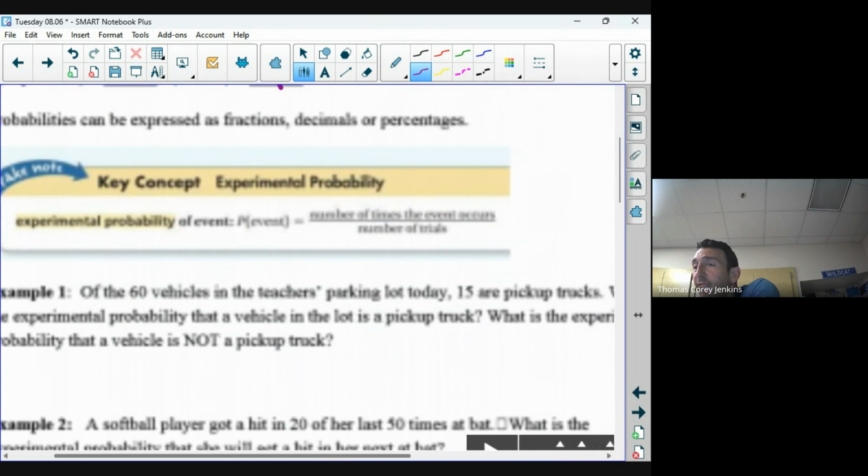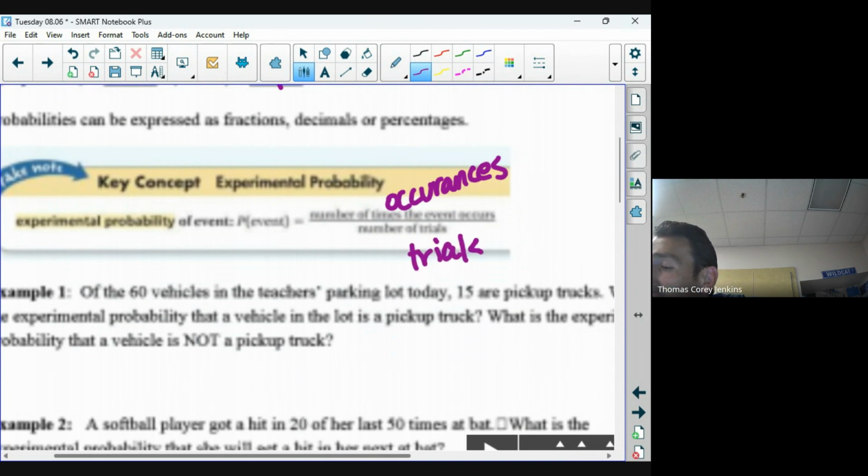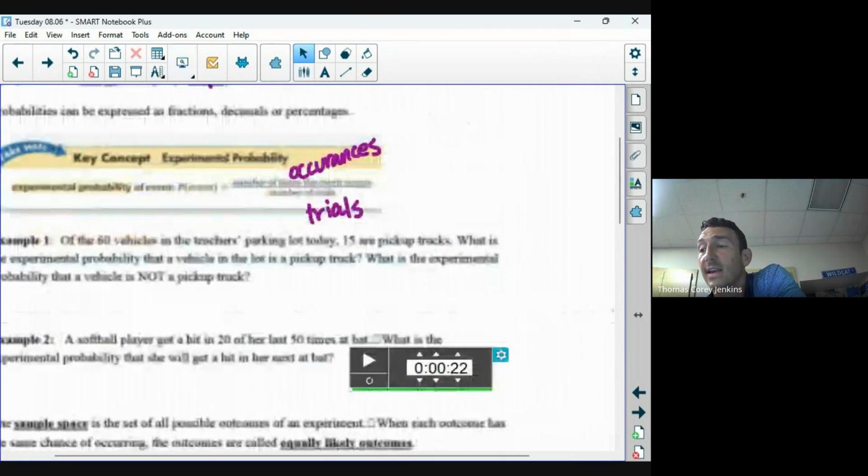Like I said, kind of fuzzy notes here. So experimental probability, just in case you can't read that, it says it's the number of times the event occurs. So we could summarize that as occurrences divided by the number of trials. Again, kind of tough to see, so you might want to add those words if you can't see it. Okay, let's look at some easy examples here.